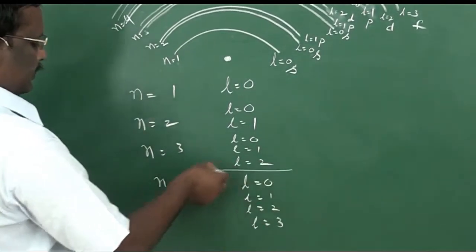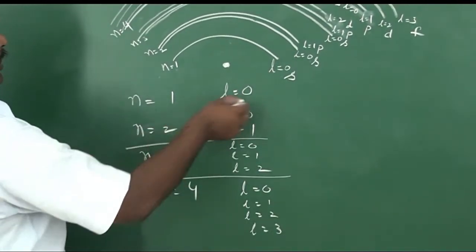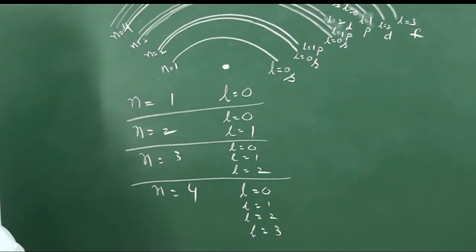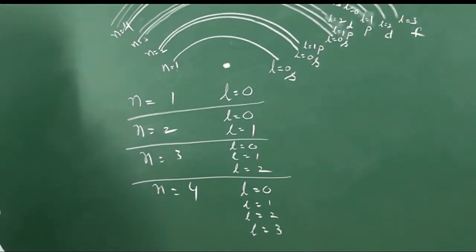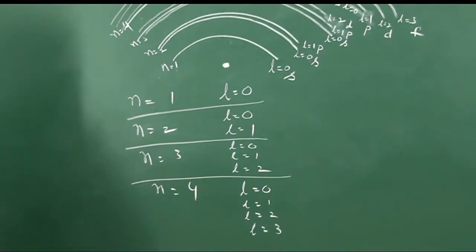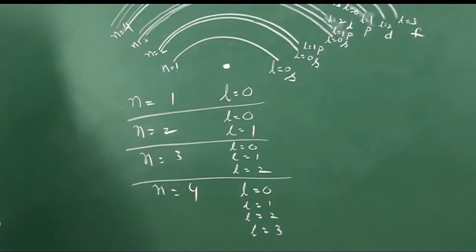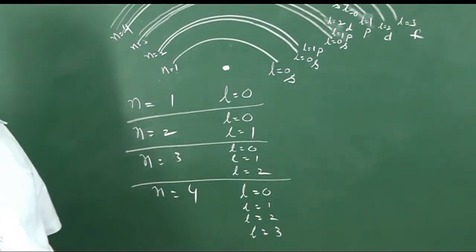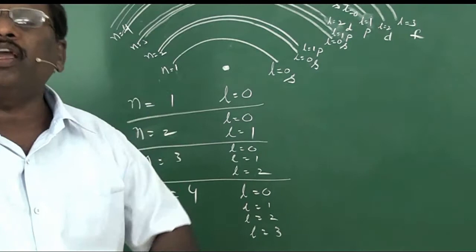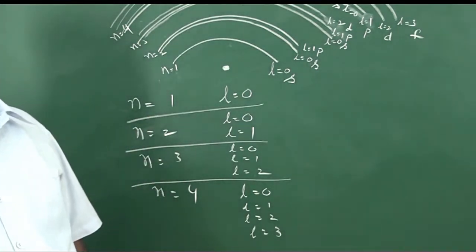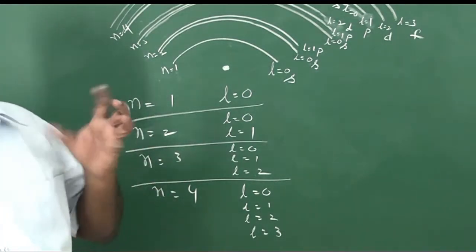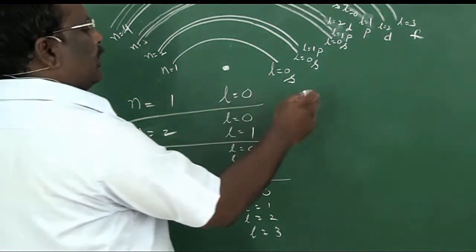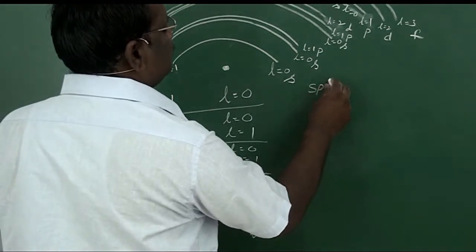This quantum number is also called the angular momentum quantum number. This quantum number explains the shape of the orbitals. If l is equal to 0, the shape of the orbital is spherical.